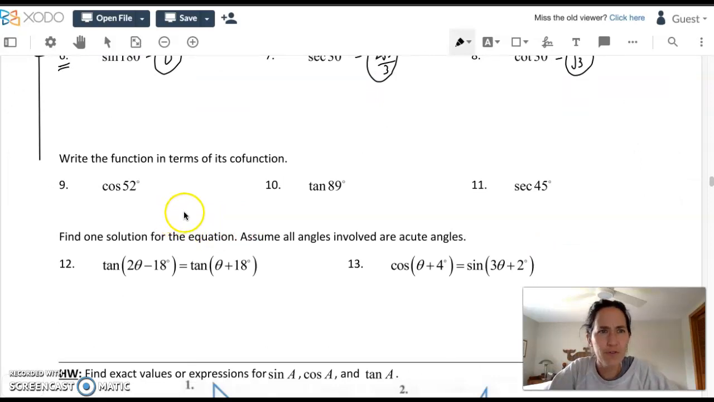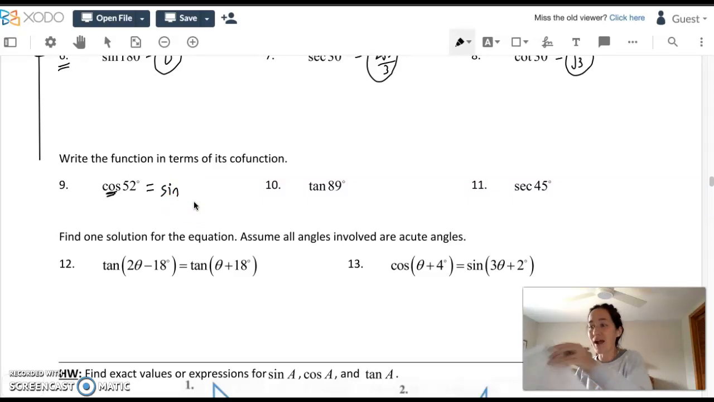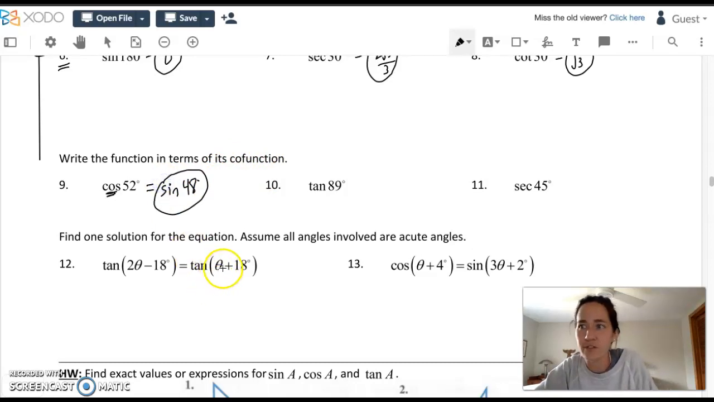A little bit with cofunctions to finish things off. Can you write the function in terms of its cofunction? Well, sure. What's the cofunction of cosine? It's going to be sine. And it wouldn't equal the sine of 52. It'll equal the sine of 52's complement, right? So sine of 90 minus 52, or 48 degrees. It doesn't say you have to solve or estimate or approximate. You just leave it in terms of its cofunction.